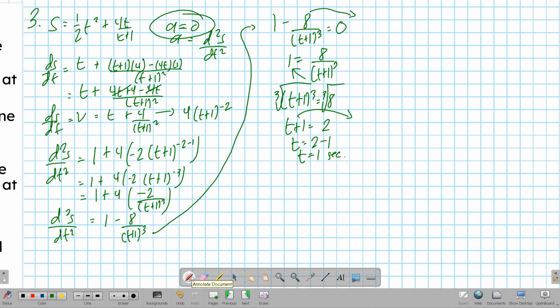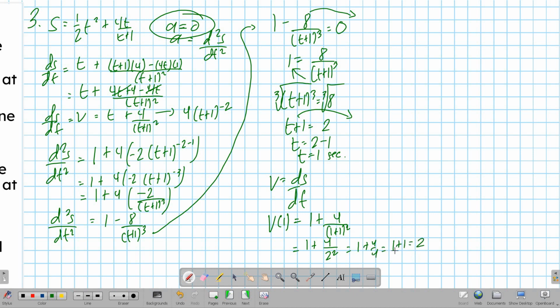So now solving for v, which is actually ds over dt, at 1 second, v of 1 will then be equal to 1 plus 4 over t equals 1, 1 plus 1 squared. Therefore, solving for this, we're going to get 1 plus 4 over 2 squared, which is 1 plus 4 over 4, that's 1 plus 1, which is equal to 2.